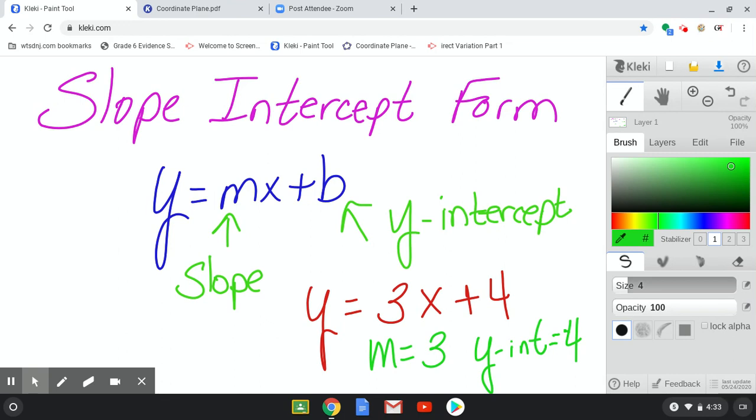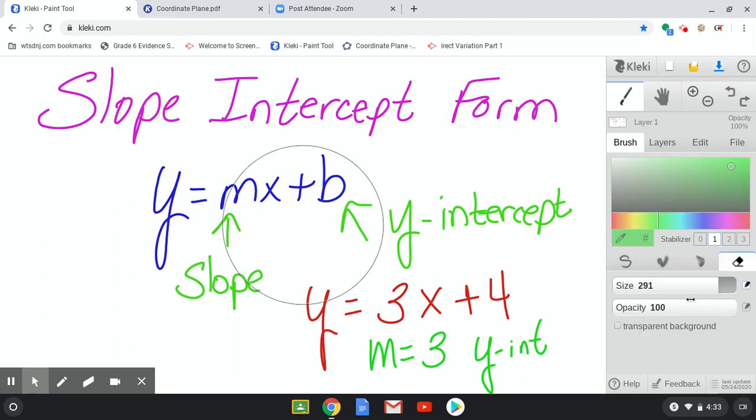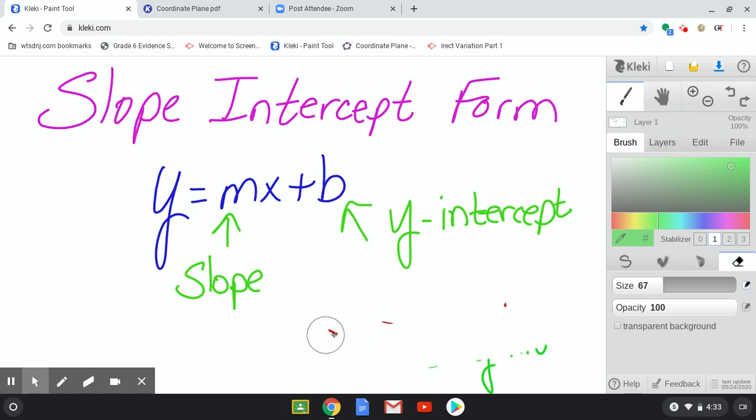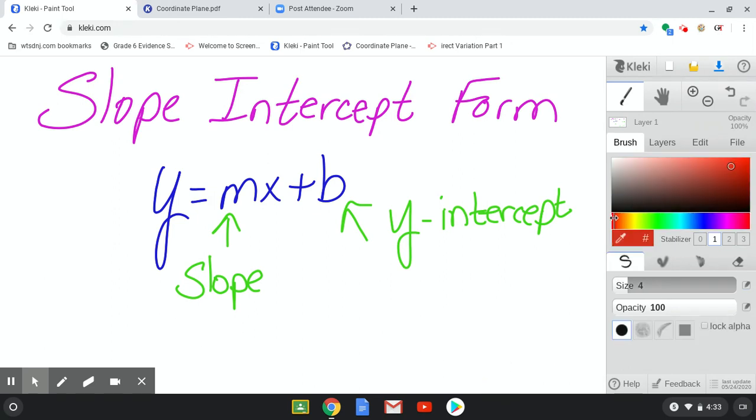All right. Now remember, in order to identify your slope and your y-intercept, your equation has to be in slope-intercept form. So if it is not, you need to convert it into slope-intercept form. So if I had the following equation, let's say I had y is equal to 3/4 x minus 6.